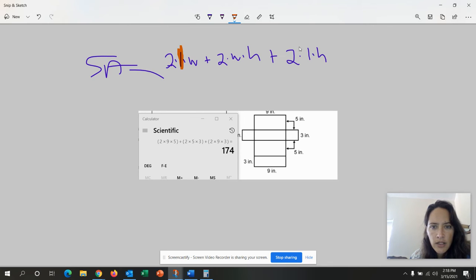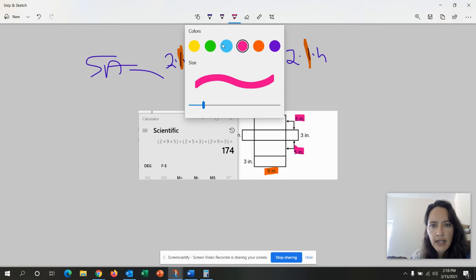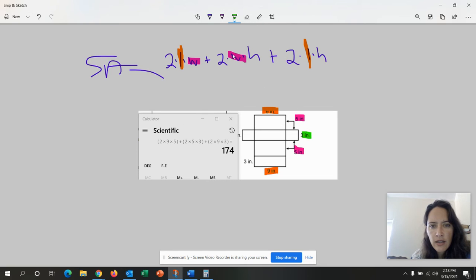So let's say orange, orange, here's orange, orange. Those are the length, width. Here, let's say pink is width, width, right? And we'll say green is height. So here's height, right? I just made sure to select length, width, height for each number. And then I plugged them in. I just plugged them in.